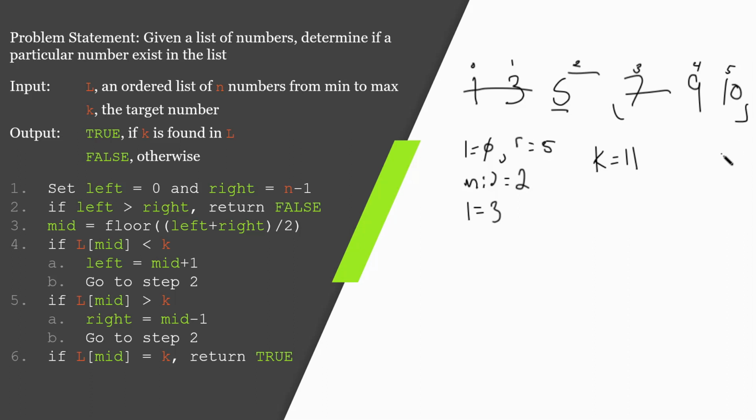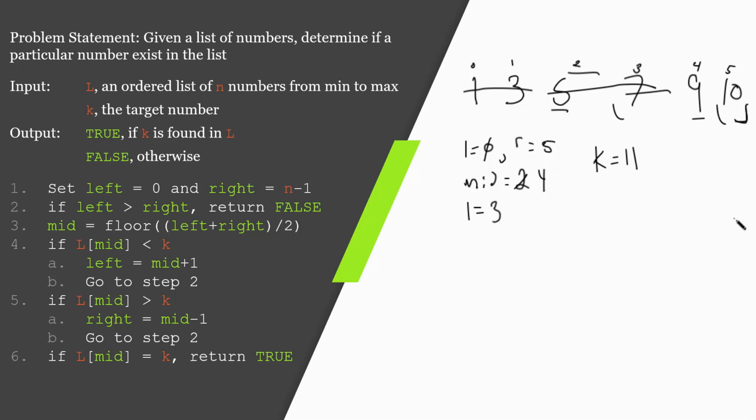Okay? So now we're going to go back to step 2. And we're going to check to see if left is greater than right. Well, 3 is not greater than 5. So now we're going to get a new mid value. And so our new mid value is going to be 5 plus 3, 8, divided by 2, which is 4. And that's the middle value. So now we're going to do that check again. We're going to check to see if 4 is less than k. It is. So we know that we don't need to search anything over here. And our new search window will be here and here.